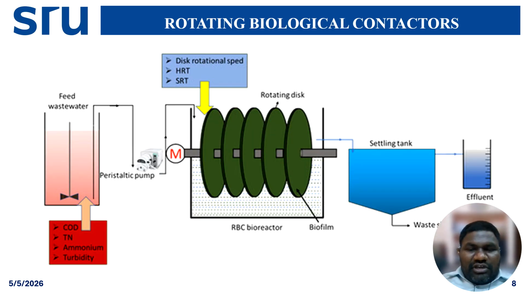So this is the typical diagram of an RBC, a rotating biological contactor. This is the rotating disc. So what flows through this rotating disc? Biofilm is formed on the rotating disc, and the water also flows. It is also a kind of attached growth process. Then after some time we need to send it to the secondary clarifier, and after that is the effluent.